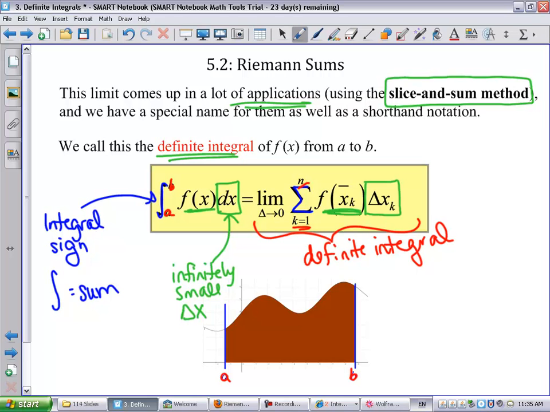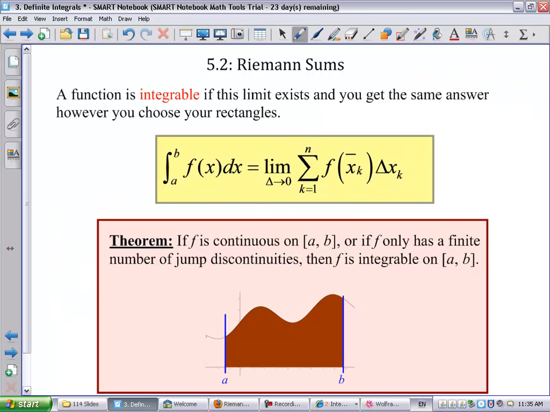So that's a definite integral. Now the thing about a definite integral is that this limit is a really strange limit, and there's no reason to think it's always defined, right? You talked in the past about some limits not being defined. So we call a function integrable if you can actually take this limit, if it exists.